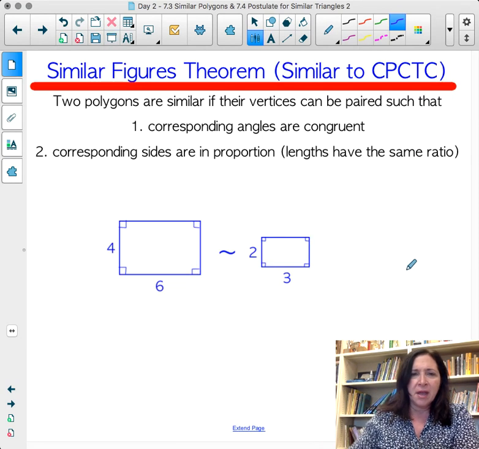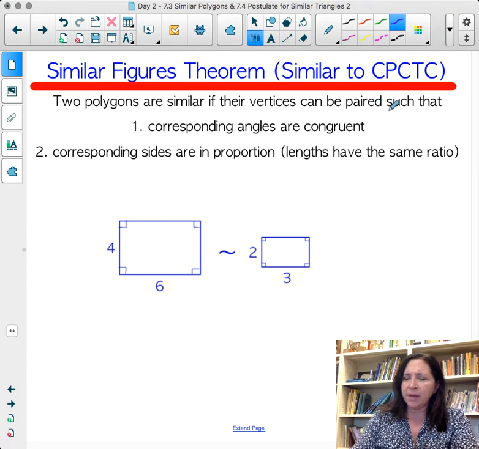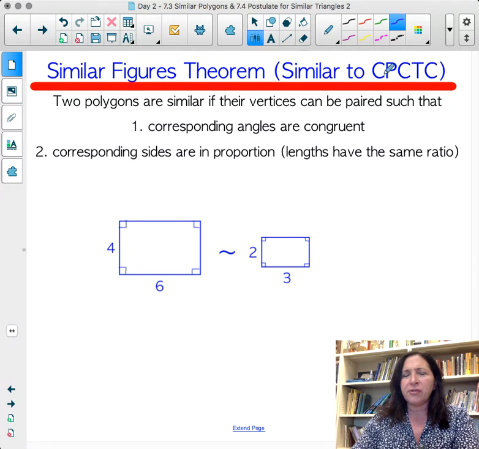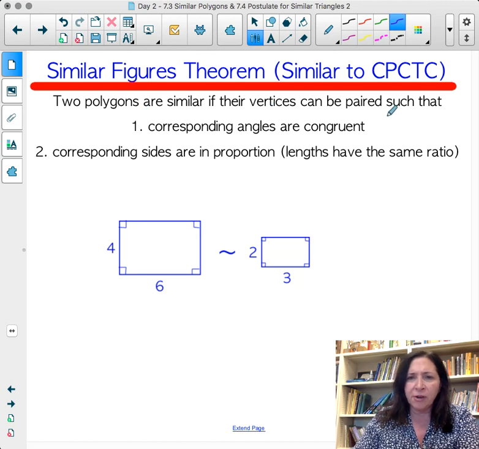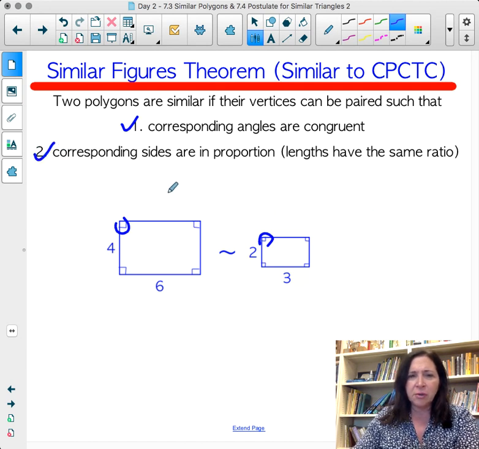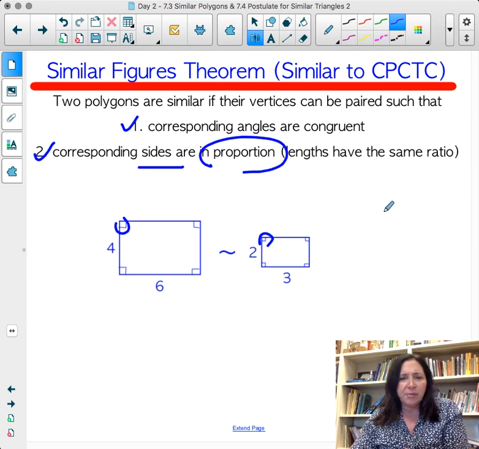So we have similar figures. And a couple chapters ago in our geometry books, we covered that corresponding parts of congruent triangles are congruent. That's CPCTC. Two polygons are similar if their vertices can be paired such that, number one, as we just talked about, the corresponding angles are congruent. The angles that correspond with each other have to be congruent. But number two, the sides have to be proportional, meaning the sides have to be the same ratio.